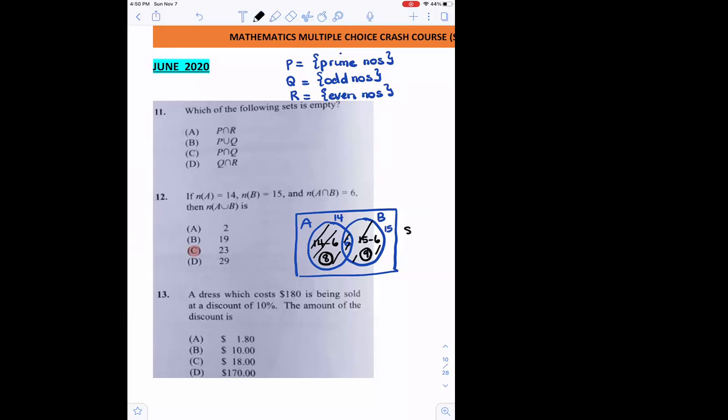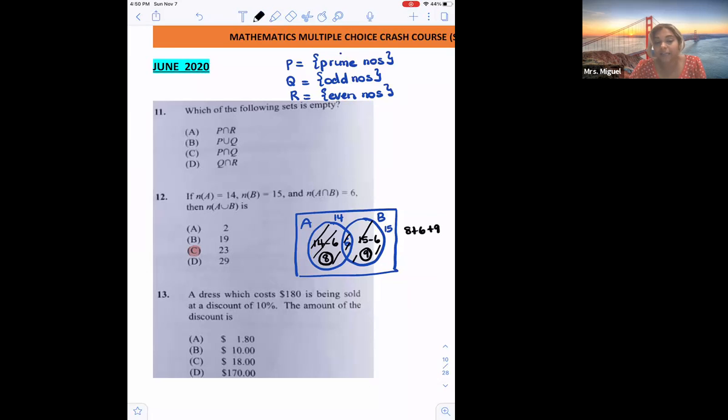Yes, miss. Very good. Number 13, a dress which costs 180 is sold at a discount of 10%. So the discount is simply $18. Everybody should have gotten that, right?